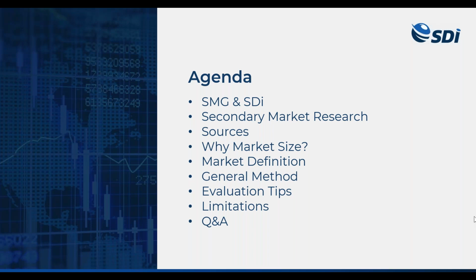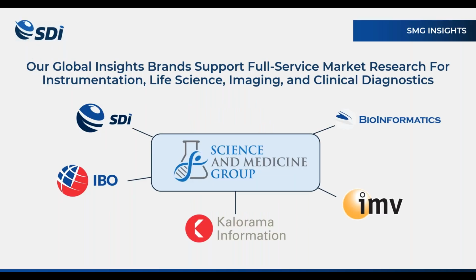Why did I choose to talk about market size? Why is that an important metric? And then we can get into more of the nitty-gritty of carrying out the research. The importance of clearly defining the market of interest. If you're asking the wrong question, you're going to get the wrong answer. Then sort of the general method for market sizing, which sounds absurdly easy. Then some tips on how to go about putting that method into action. Some notes on the limitations and caveats of secondary research. And then, as Keely mentioned, there should be some time for Q&A. So next slide, please.